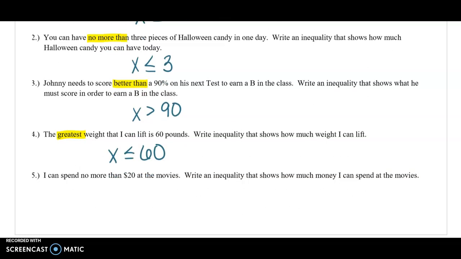The last one, number 5, I can spend no more than $20 at the movie. So no more than, again, that's our less than or equal to. So x would have to be less than or equal to 20. Okay, so those are, again, just getting familiar with some of those keywords, understanding what they mean and how to utilize them.